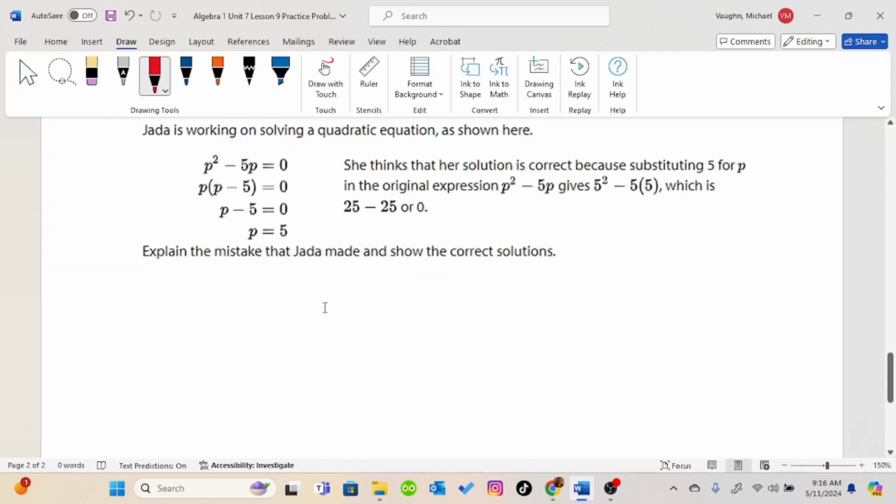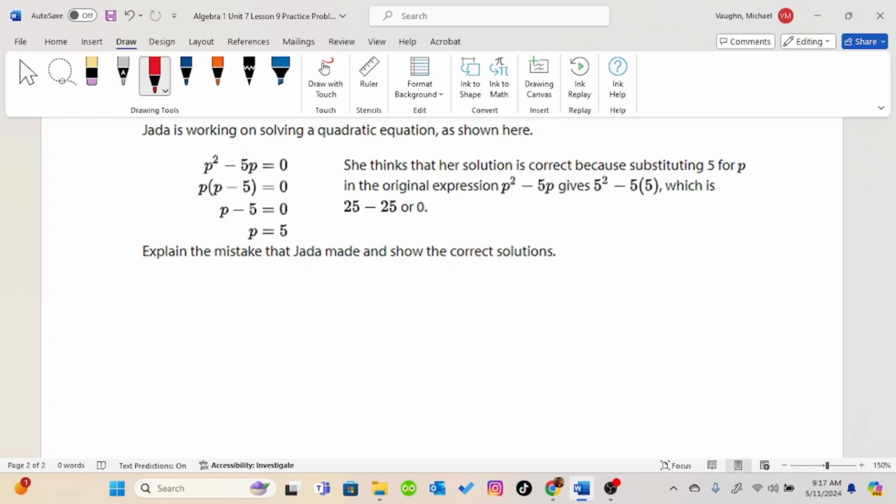This brings us to our last practice problem for Unit 7, Lesson 9. Jada is working on solving a quadratic equation as shown here. She thinks that her solution is correct because substituting 5 for p in the original expression, p squared minus 5p, gives 5 squared minus 5 times 5, which is 25 minus 25, or 0. Explain the mistake that Jada made and show the correct solutions.